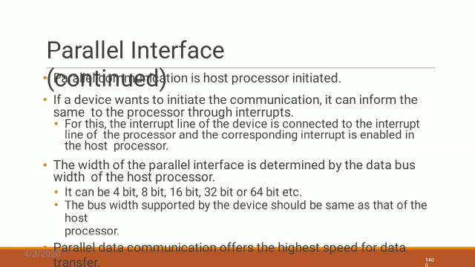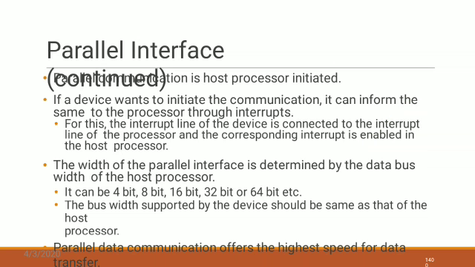Then, if a device wants to initiate the communication, it can inform the processor through an interrupt. For this, the interrupt line of the device is connected to the interrupt line of the processor, and the corresponding interrupt is enabled in the host processor. All of you know how an interrupt works. Interrupt is nothing but a disturbance to the normal flow of execution. Just think that the processor is performing some function. Now the external peripheral wants to send some data to the processor, so it has to disturb the normal operation of the processor. That disturbance will come as an interrupt.